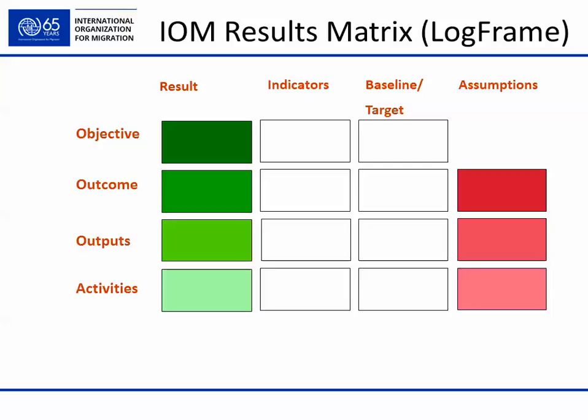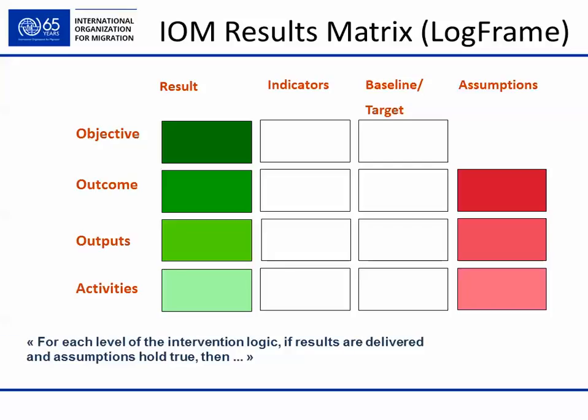IOM results matrix log frame. Well, here we talk about horizontal and vertical logic. For the vertical logic, we have the following key result statements, which are activities, outputs, outcome, and objective. For the horizontal logic, we have result statement again, indicators with baseline, target, and assumptions.